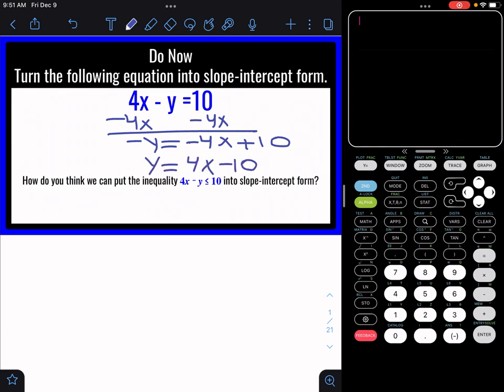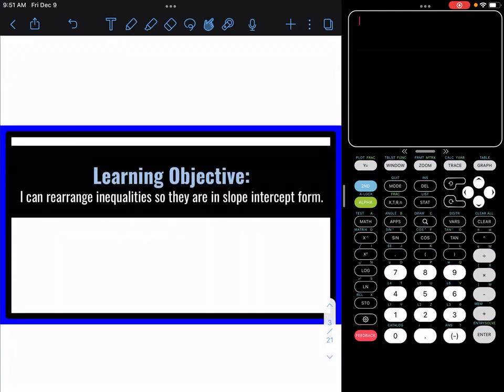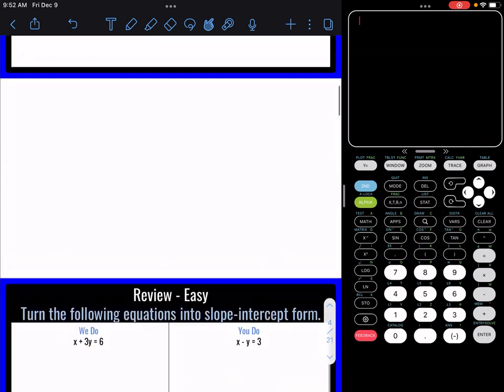And the question here says, how do you think we could put the inequality 4x minus y is less than or equal to 10 into slope-intercept form? I think that we can do the same exact steps. The only difference is I need to make sure that if I divide or multiply by a negative number, I am flipping the inequality sign. So we will practice doing that later in this lesson. Like I said, today we will be learning how to rearrange inequalities so they are in slope-intercept form.